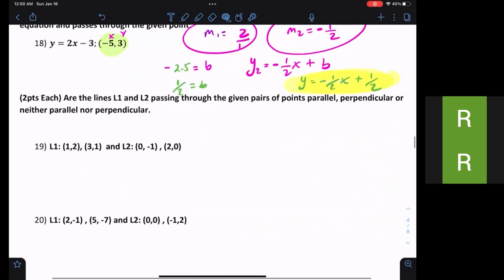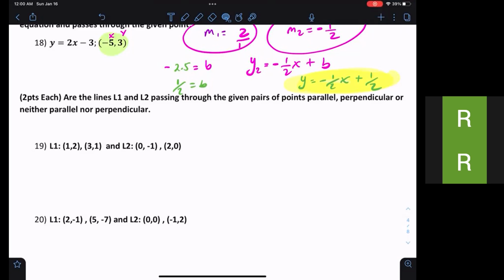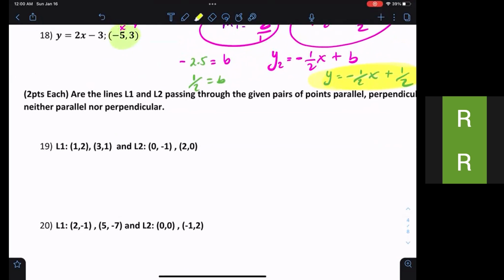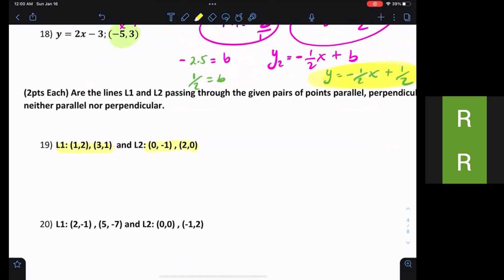Okay, let's see. It says 2 points each. Are the lines L1 and L2 passing through the given pairs of points parallel, perpendicular, or neither? Basically we need to see if the slopes are the same or different, right? They give me 2 points for line 1. So here I need to check the slope, and by the slope I can tell whether they are parallel or perpendicular. So I need to find the slope.